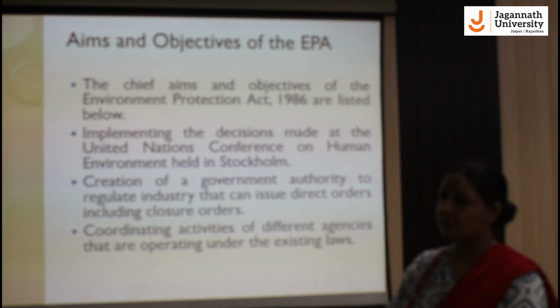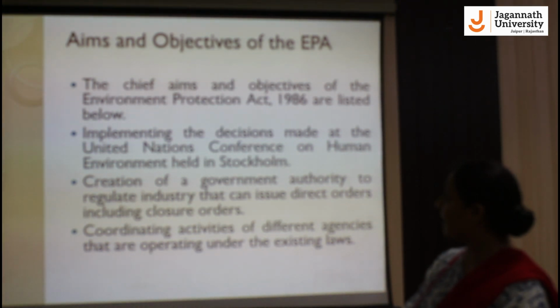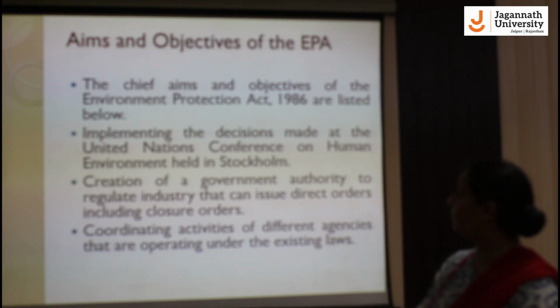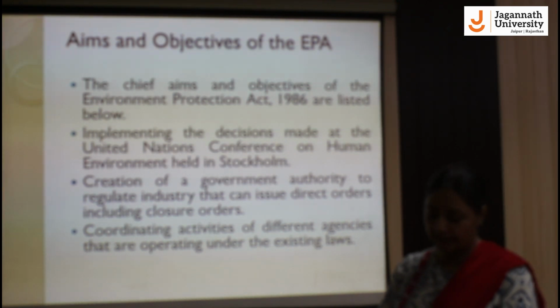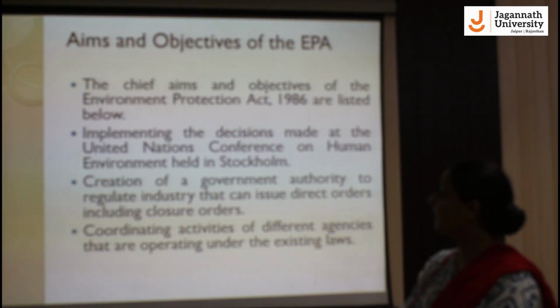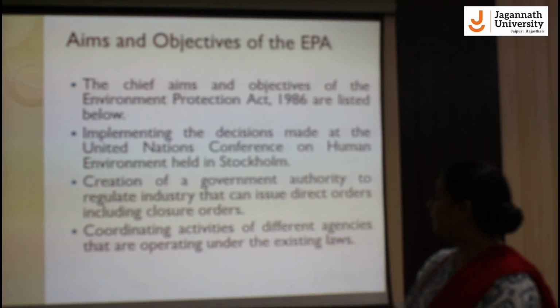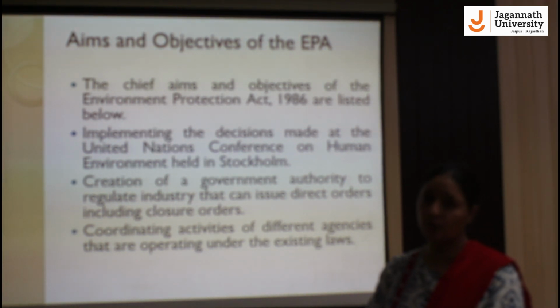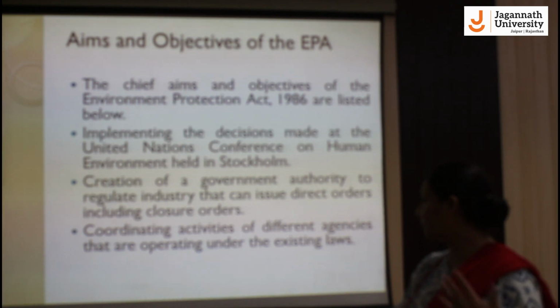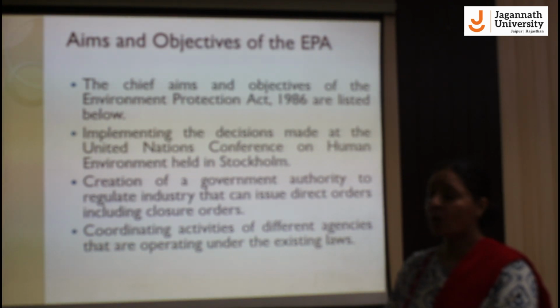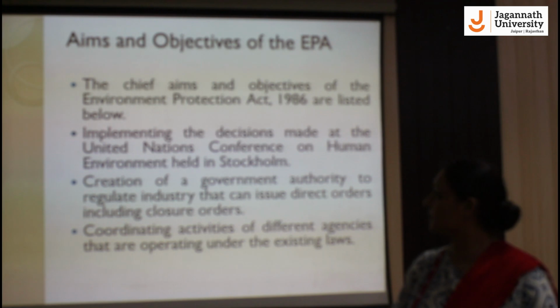And the chief aims and objectives of the Environmental Protection Act 1986 are listed: implementing the decisions made at the United Nations Conference on Human Environment at Stockholm, creation of a government authority to regulate industries that can issue direct orders including closure orders, and coordinating activities of different agencies operating under the existing laws.